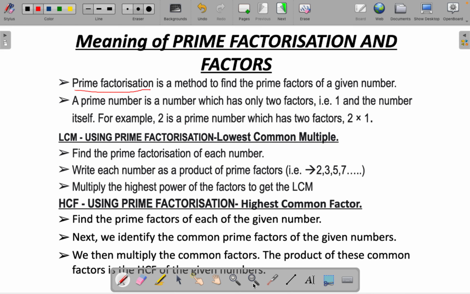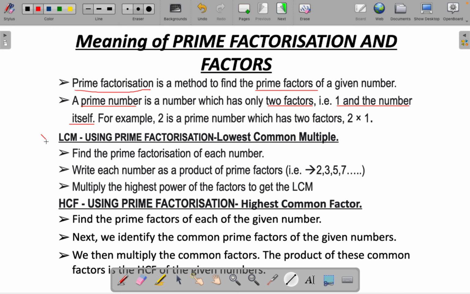Prime factorization is a method in which we find the multiples or prime factors of a given number. So what do you mean by prime? A prime number is a number which has only two factors, the one and the number itself. That is prime factorization. So, after finding out the prime factorization, where will it help you out?